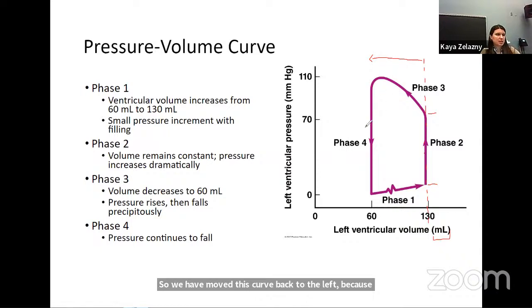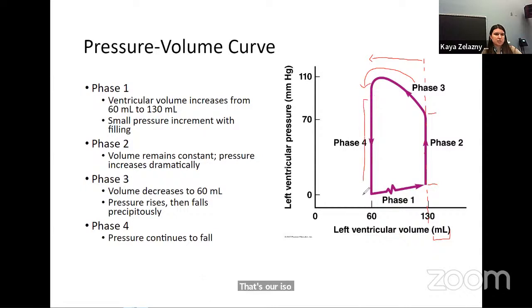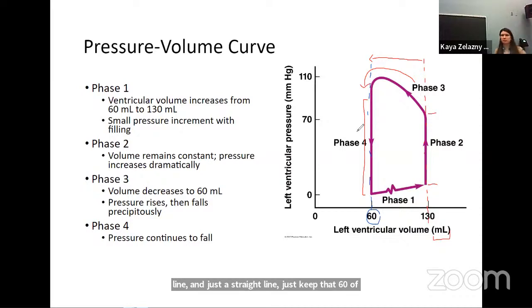So we changed our volume here. Okay. Then during phase 4, the pressure is going to continue to fall. So phase 3 would kind of start taking us down, right, at the end. And then phase 4, that's our isovolumetric relaxation. So isovolumetric, right, same volume. So if we draw a straight line, you just keep that 60 milliliters of blood. But our pressure is going down, down, down.